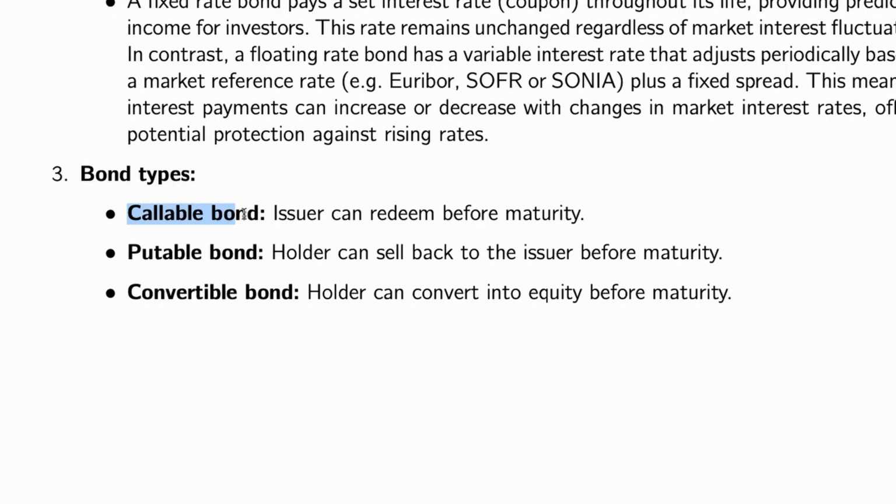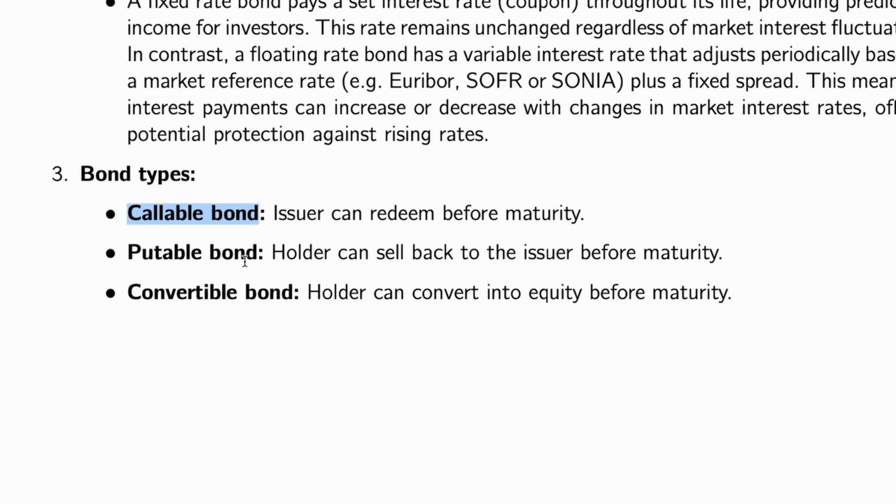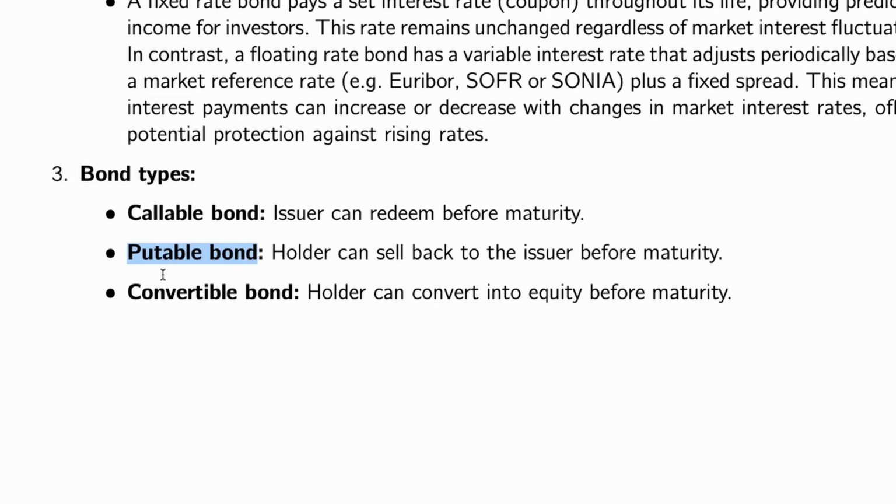Callable bonds. The issuer has the right to redeem the bond before maturity, usually at a premium price. Puttable bonds. The bondholder has the right to sell the bond back to the issuer before maturity, offering protection if interest rates rise. Convertible bonds. These can be converted into a predetermined number of shares of the issuing company's stock, combining features of debt and equity.